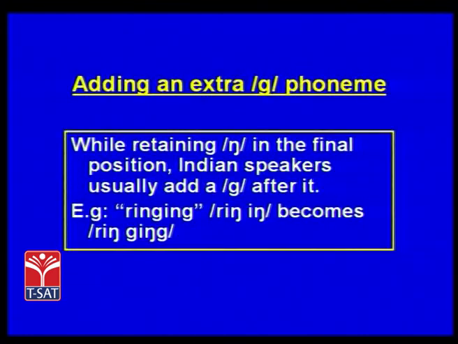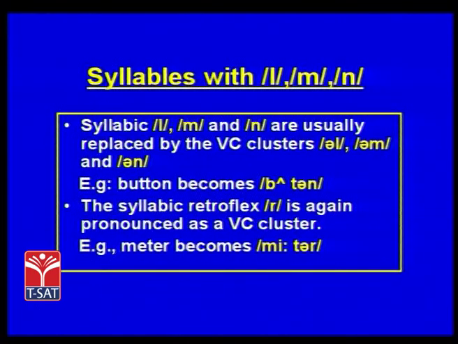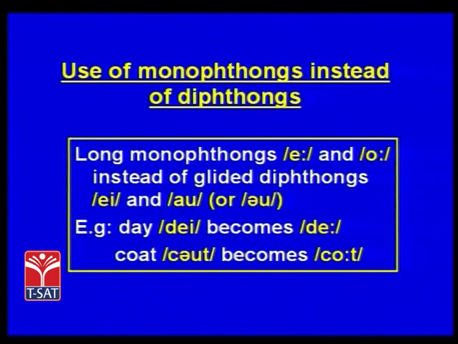And we tend to add this g to the sound. So ringing becomes ringing. A few more examples for you of how we tend to bring in the consonant clusters together. Like l-m-n becomes l-m-n. So button becomes button, meter becomes meter, and so on. We also tend to bring in monophthongs instead of diphthongs. So day becomes day. Coats becomes coat.